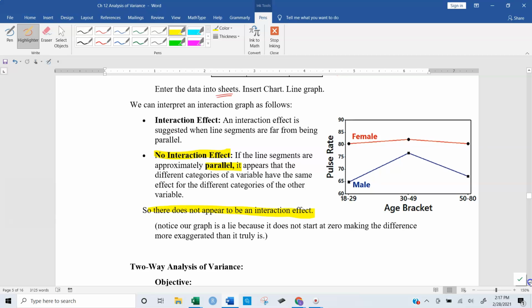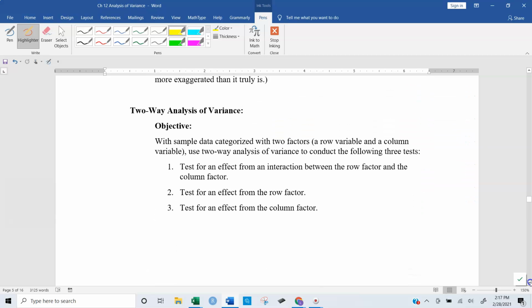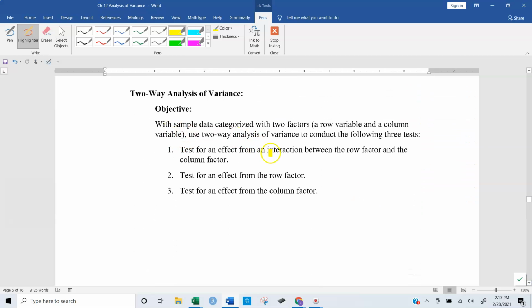So next, your objective: you're going to look for an interaction between the row and the column. We're going to look at just row factors and just column factors. So just the male or just the female, or does it go between ages, or is it a combination of both?